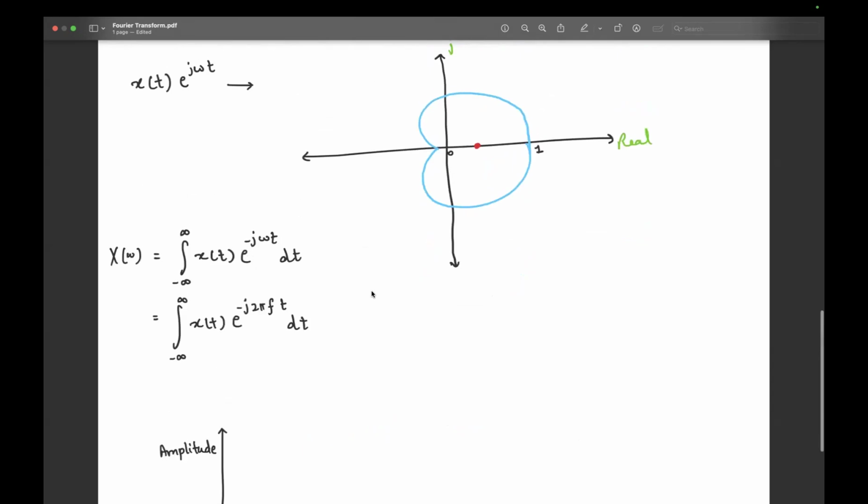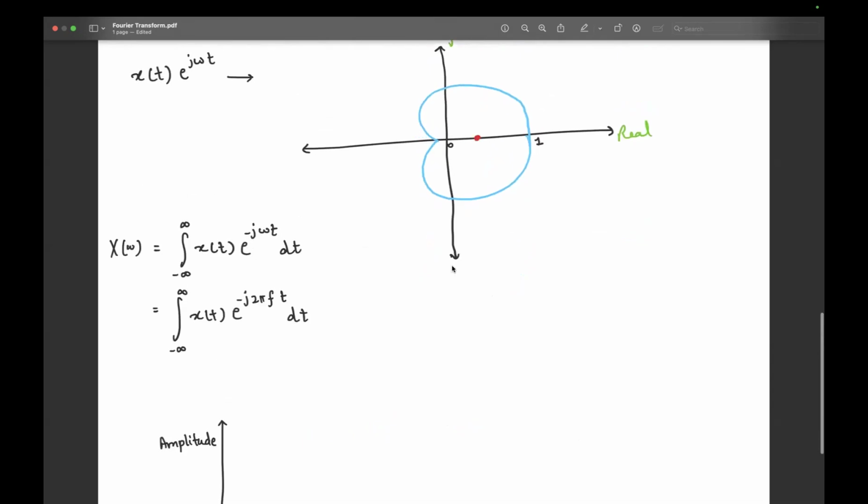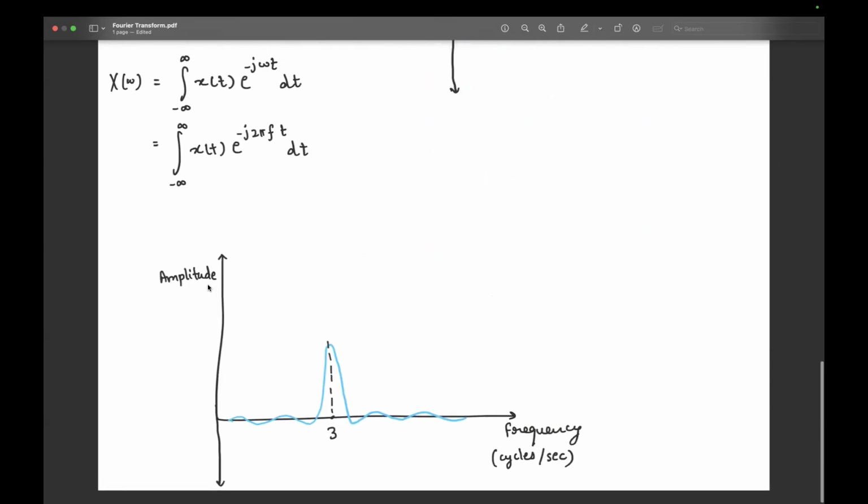So ultimately, you get a graph like this. This is basically this integral value on the x-axis, the amplitude. So for all the frequencies which are not there in the signal, you get a value close to 0. And for the frequencies which are there in the signal, you get a value which is higher than 0. So this is how you get your Fourier transform. Is it clear? This scary looking formula is actually pretty simple.